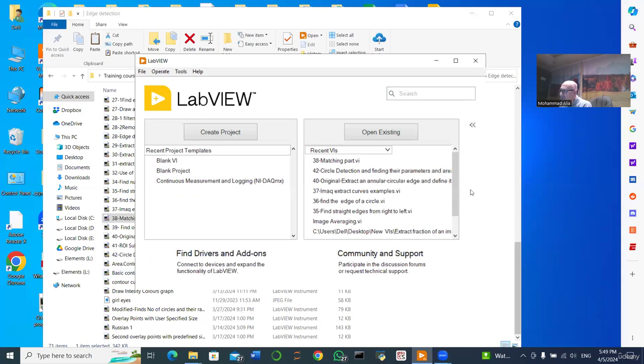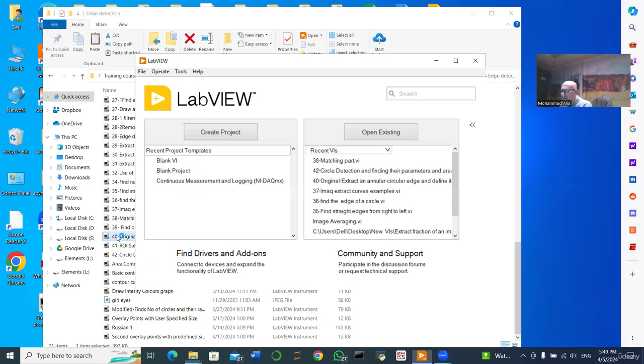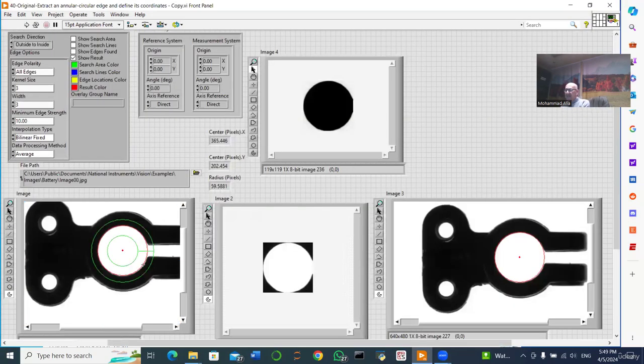The second program is how to extract a circle and put it in an individual graph alone. As you see here, we have this bracket. We have this circle. It is our target now. We want to make a template of this circle and put it aside in a specific graph alone here.